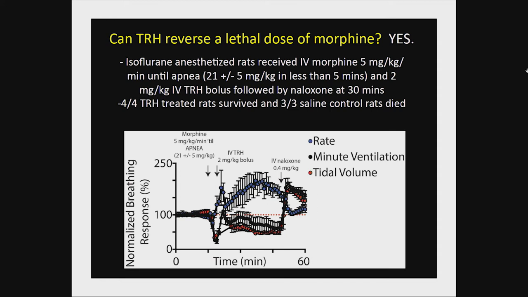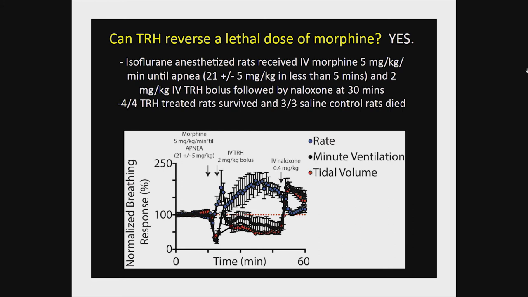But we want to know how good is this drug, and so we gave these rats a massive dose of morphine. So we gave them a lethal dose. Instead of 5 milligrams per kilogram, we gave them 5 milligrams per kilogram per minute, and we drove them into apnea. In rats, their oxygen consumption is about 10 times that of a human, so they don't tolerate apnea at all. They die within a minute if you don't get them breathing.